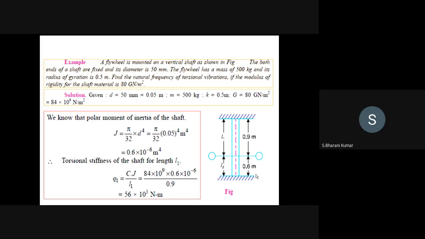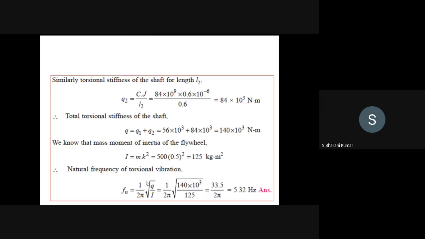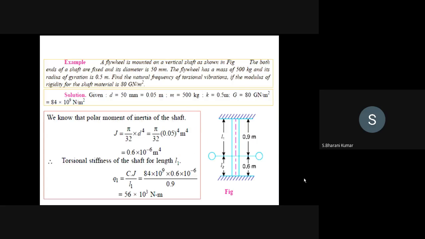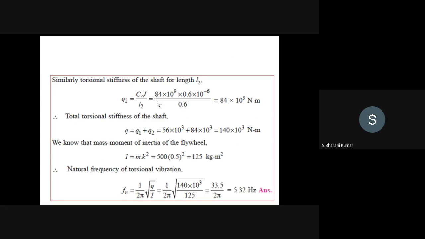So Q1 equals C into J by L1, where L1 equals 0.9 meters. C and J will be the same for all of these. Next, the Q2 calculation: C into J by L2, 84 into 10 power 9 into 0.6 into 10 power minus 6 divided by L2. L2 will be taken as 0.6 here. The diagram clearly mentions 0.9 meters and 0.6 meters, so for this kind of problem the diagram gives it clearly.